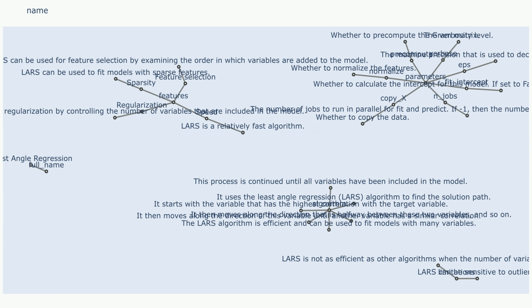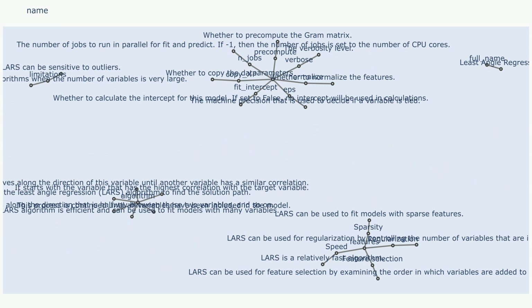eps: the machine precision that is used to decide if a variable is tied. This parameter controls the threshold for determining if two features are considered equally correlated for the purposes of changing direction. Precompute: whether to precompute the Gram matrix. Precomputing the Gram matrix, a matrix of dot products between features, can speed up computations, especially for large datasets.